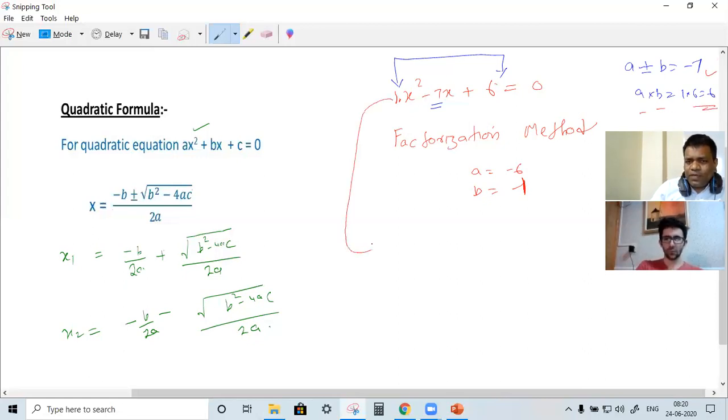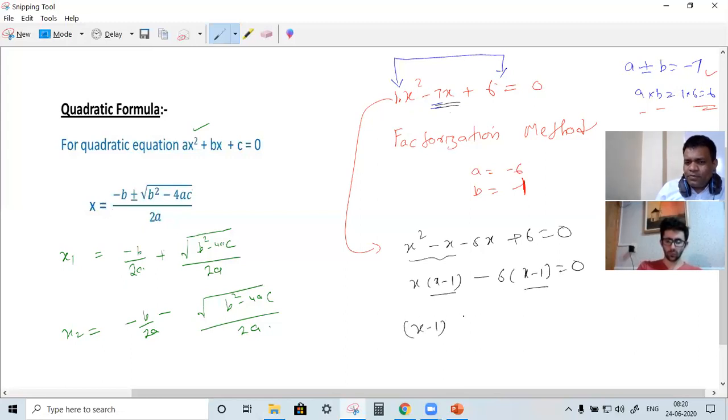Why I'm doing this, we can split here. So this can be written as x square minus 7x, which can be written as minus x minus 6x, still minus 7x, plus 6 is equal to 0. From here, you can take x common, so this is x minus 1. From here, minus 6 common, so this is x minus 1 is equal to 0. x minus 1 here and here, we can take it out. So x minus 6 is equal to 0.